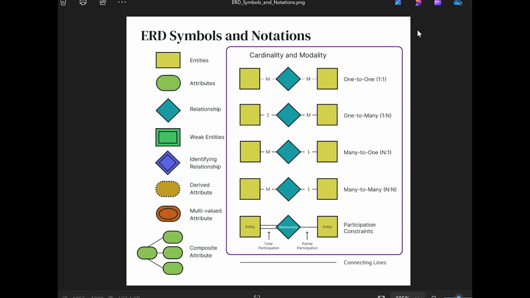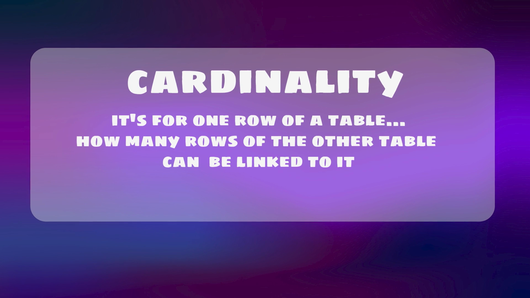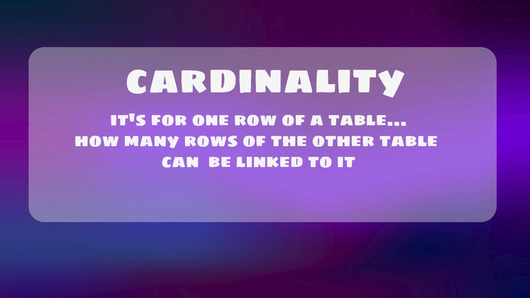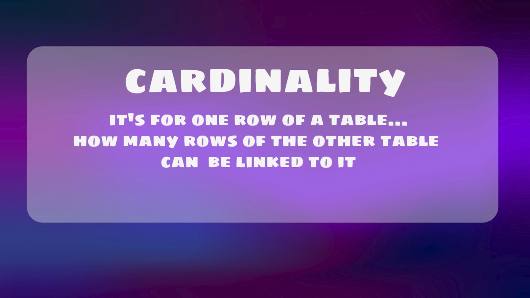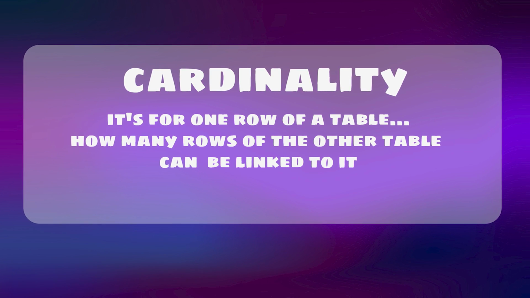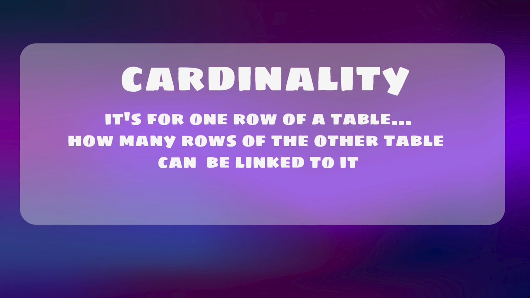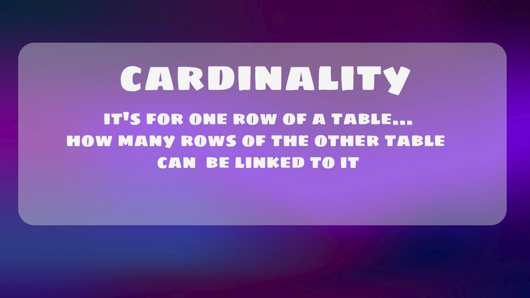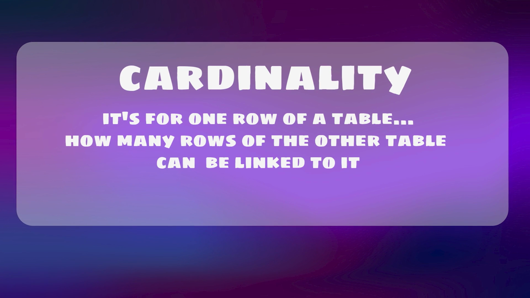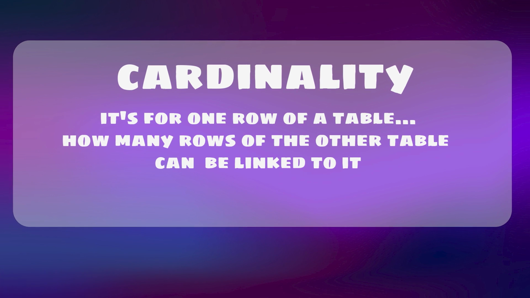And about the relationships in databases, we should be aware of two concepts. First one is the cardinality. It is for one row of a table, how many rows of the other table can be linked to it. For example, for an order, how many customers in the customer table can be linked to this order? It is one customer that can make that order, and we will see how we can represent this in ERDs.